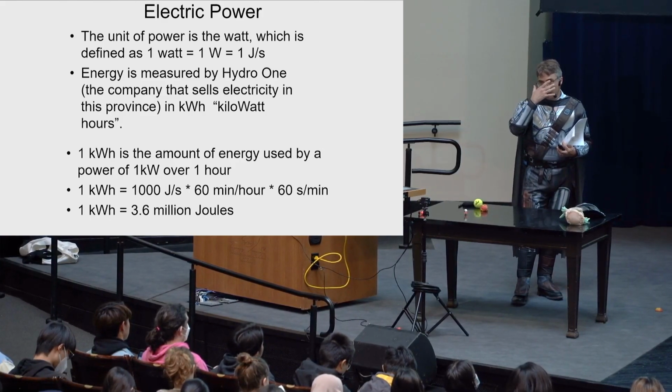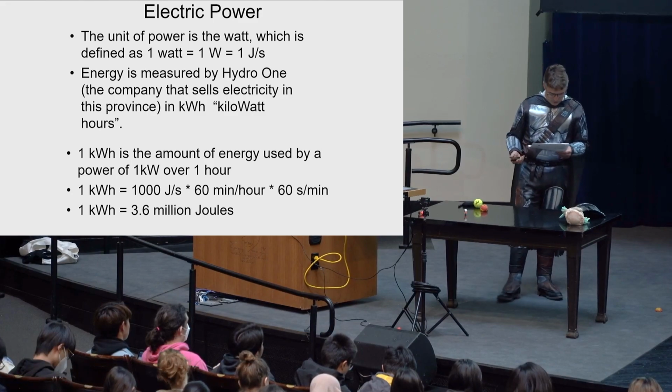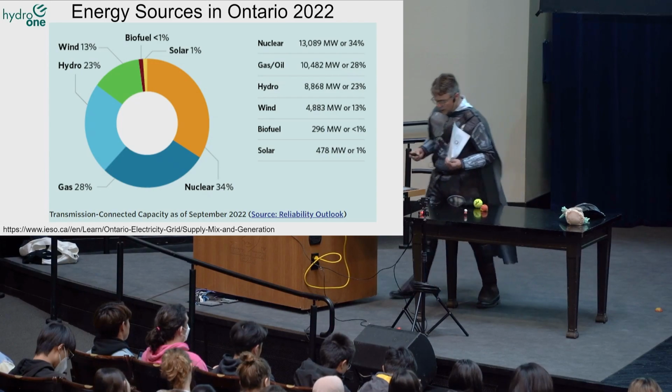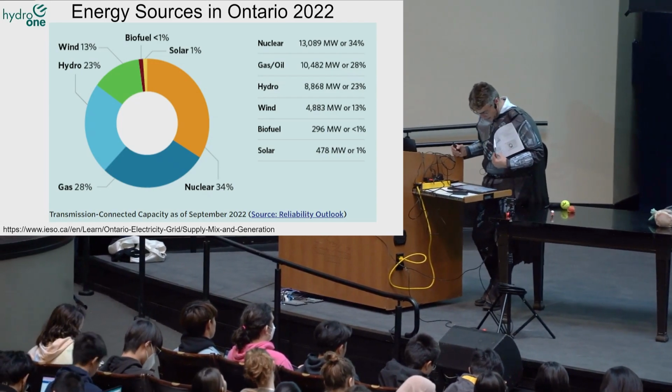So they do kilowatt hours, which is 3.6 times 10 to the 6 joules. But it's a type of joule. This is where energy in Ontario comes from in 2022.